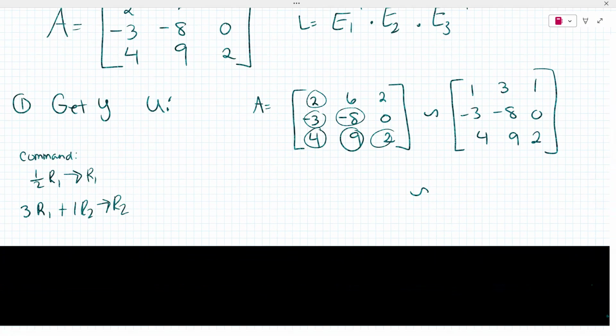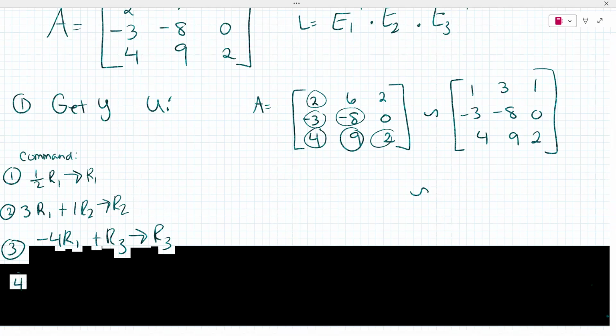Okay, so what I'm going to do is, because you can use a computer and calculator, I'm just going to write out all the commands. I've already done this problem before, so I know it's correct. So command 1, 1/2 row 1 gives us your new row 1. Command 2, 3 times row 1 plus row 2 gives us row 2. Command 3, -4 row 1 plus row 3 gives us your new row 3.